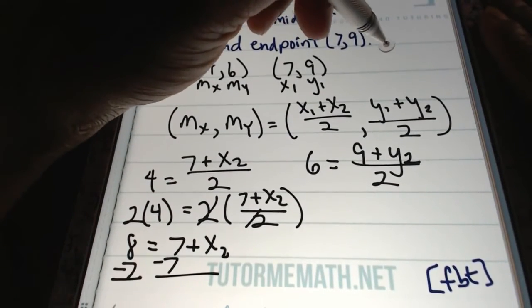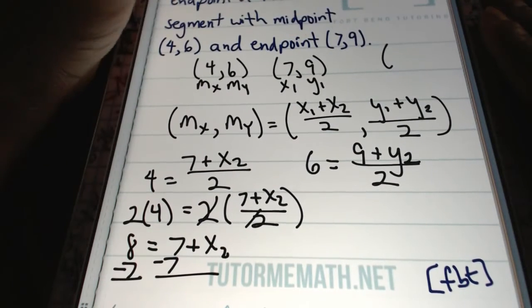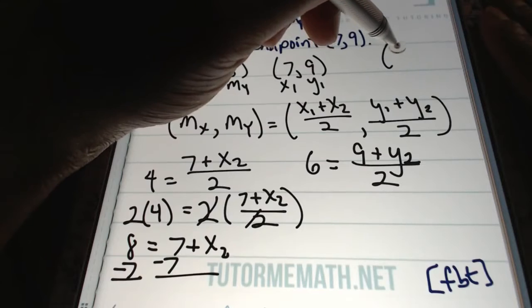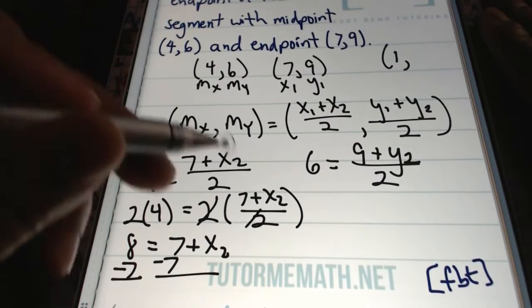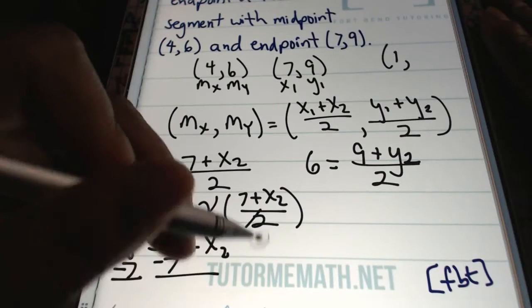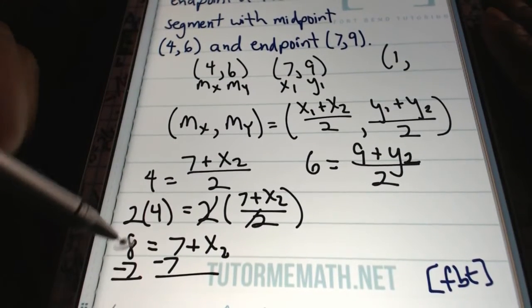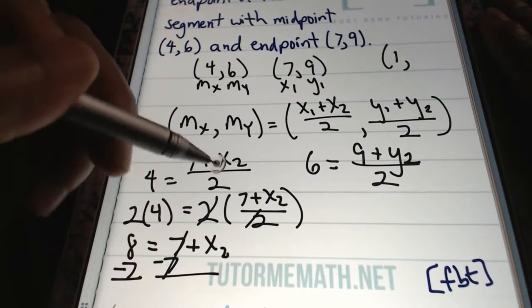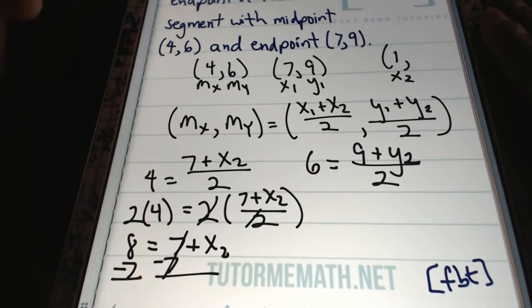I'll end up with an x2 value of 1. So that first endpoint ends up giving us a value of 1. So 8 minus 7 gives us 1. That you should know. There you go. So that's going to be our x2 value, and we can label that right here. That makes it a little better.